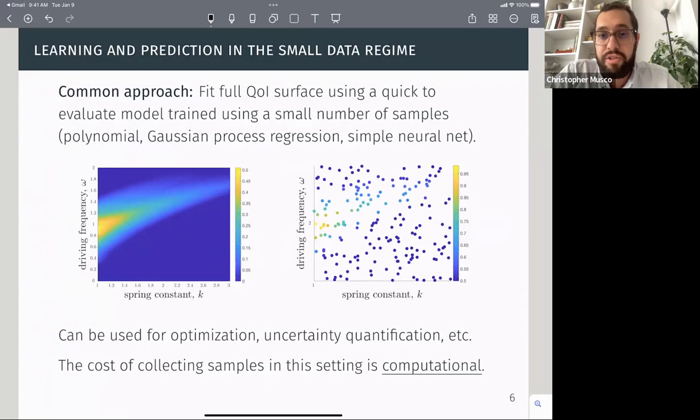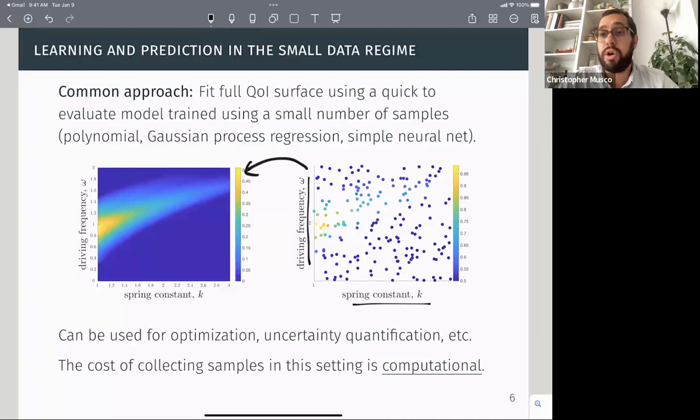So in other words, solve the differential equation for a small set of parameters, get solutions. That's what I have on the right here. So this is like the parameter space. I'm only varying driving frequency and the spring constant. And then try to interpolate the remainder of the function, this quantity of interest, from the points that I solved the differential equation for on the right.